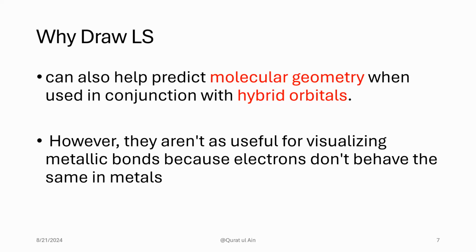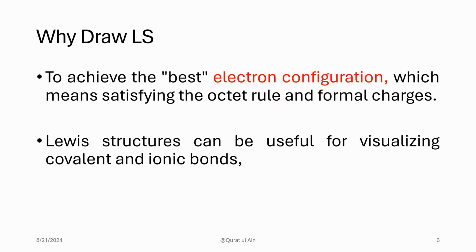But one important thing, once we draw the Lewis structure, is that we cannot visualize the metallic bond by drawing the Lewis structure, because the electrons do not behave the same way in a metal. So I hope you have understood why we draw the Lewis structure, why the Lewis structure is important, and what the Lewis structure is.